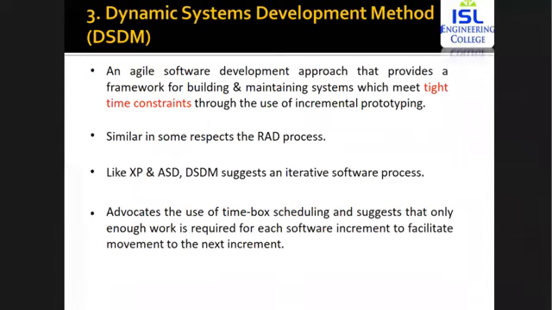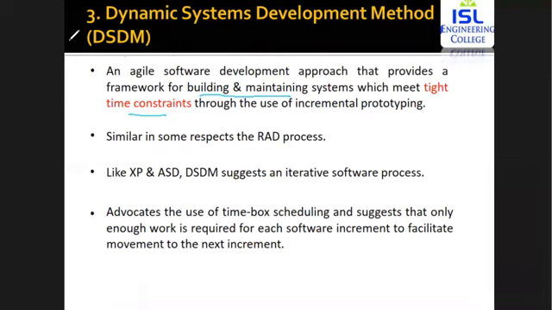The next model is DSDM, Dynamic System Development Method. Now, this is an agile software development approach that provides a framework for building and maintaining systems which meet tight time constraints. We have studied that extreme programming is used when you've got small to medium sized projects which have changing requirements.